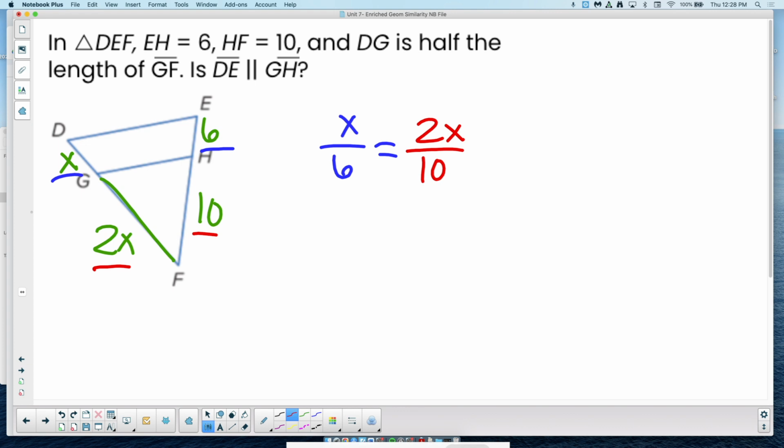Let's cross multiply. X times 10 is 10X. 6 times 2X is 12X. All right, folks. Is 10X equal to 12X? Not a chance. No. So we would have not parallel. They're not parallel lines.